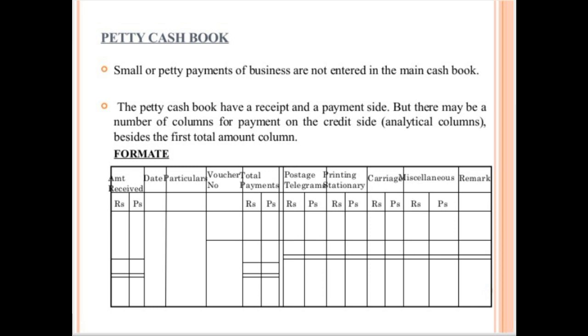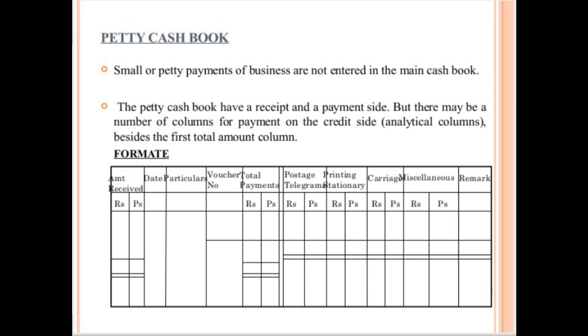The petty cash book has a receipt and payment side, just like the two types of cash book we have studied previously. Here also we have a receipt and payment side, but there may be a number of columns for payment on the credit side besides the first total amount column.